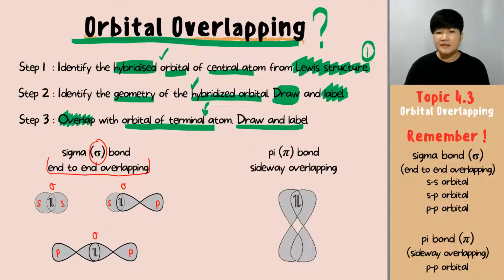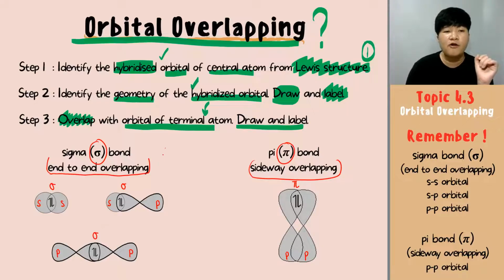Alright? Next, we have a pi bond. Pi bond means it must be a sideway overlapping. Sideway overlapping, guys. So the sideway overlapping over here will produce a pi bond between p orbital and p orbital. But for this video, we'll focus on your sigma bond first. Your pi bond will be in other videos.